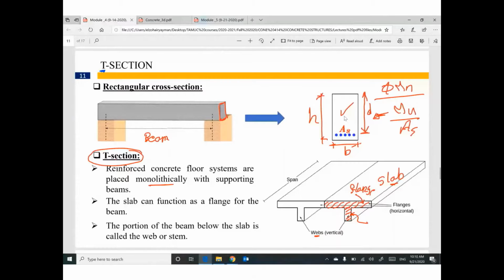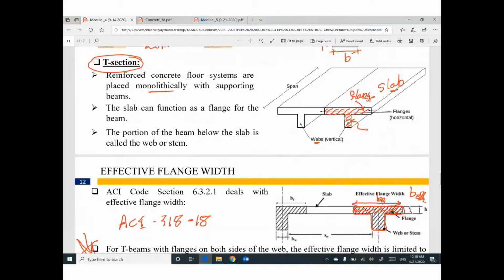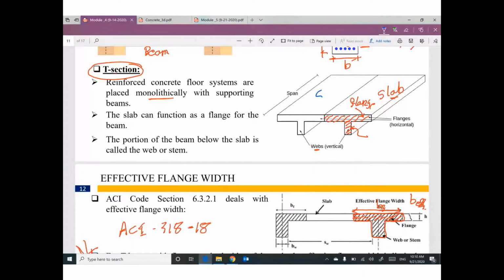99% of the beam to be connected with slab. Part of this slab together with the beam will make something called T section. How much part of the slab will make T section?